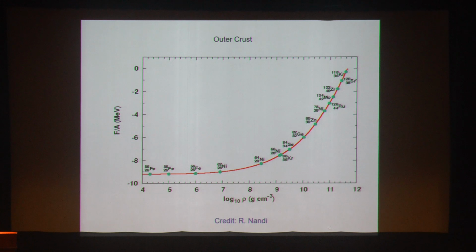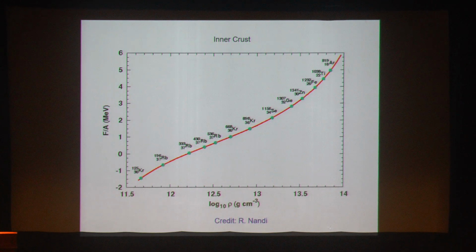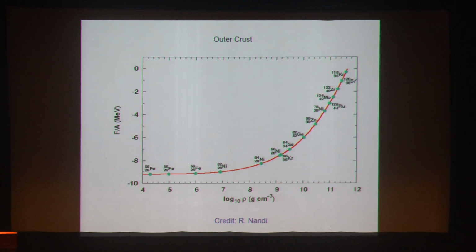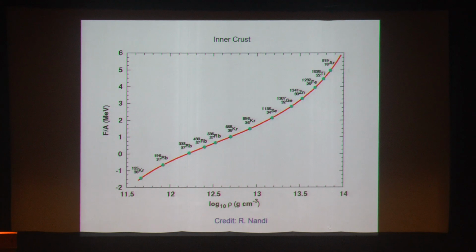Okay, so what you see on the y-axis is binding energy per particle of various nuclei in the outer crust. So mostly these nuclei are bound, but when these nuclei become more neutron rich, these neutrons drift out of the nuclei, and that is called the tipping point, and that is the end of the outer crust and the beginning of the inner crust. Okay, so go to the inner crust.